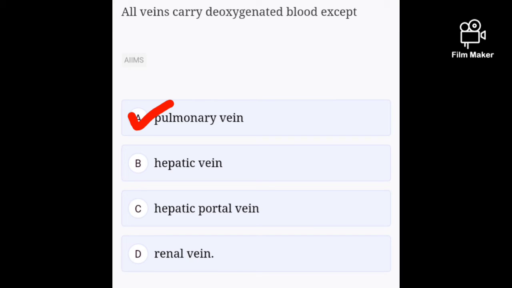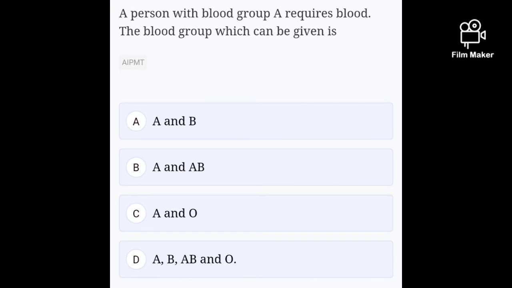Okay, let's see our next question. A person with blood group A requires blood. The blood group which can be given is option A, A and B, option B, A and AB, option C, A and O, option D, A, B, AB and O.